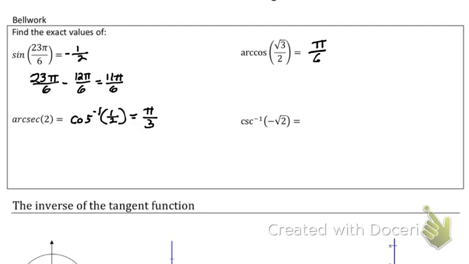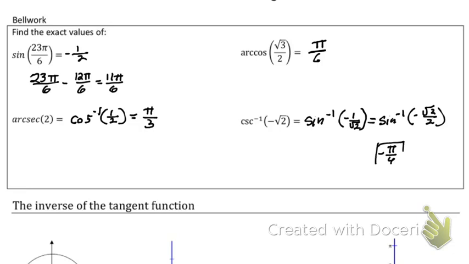All right, last one, we have cosecant inverse. That tells me to use sine inverse. And to use sine inverse, I have to take the reciprocal on the inside. So that would be negative 1 over square root of 2. We'd multiply the bottom and top by square root of 2 to simplify that, and we're looking for sine inverse of negative square root of 2 over 2. Now we're looking for where sine equals negative square root of 2 over 2, and that's going to occur at negative pi over 4.